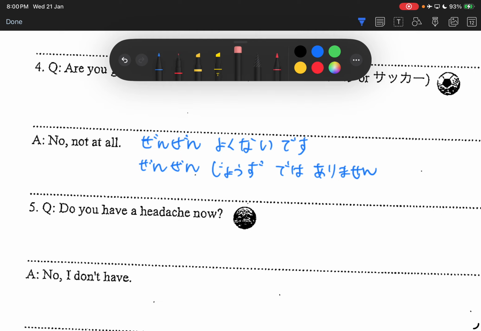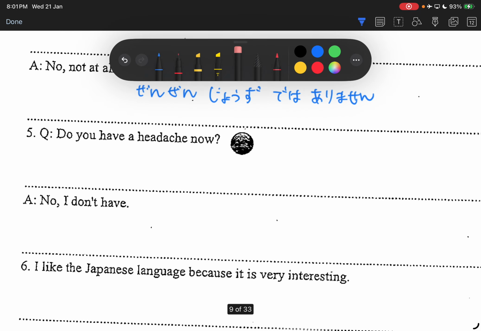So I recommend you just stick to de wa arimasen first, because you might accidentally offend somebody. For example, if you say yoku nai and then forget to say desu, you offend somebody. So I want to start by saying arimasen first. Okay? Number 5. It's 3, right?